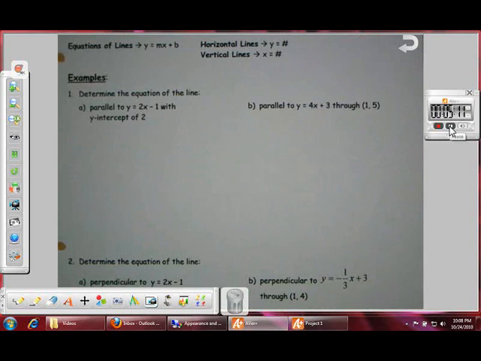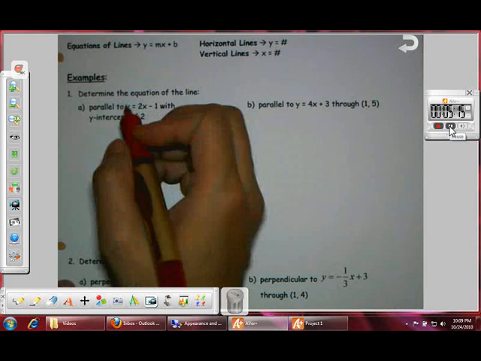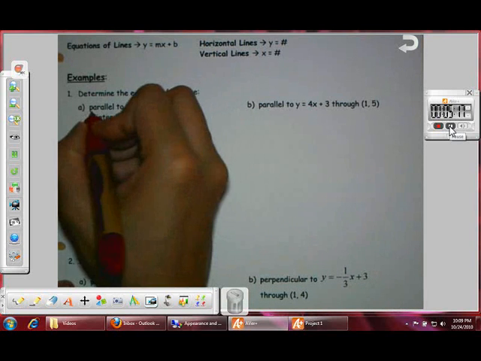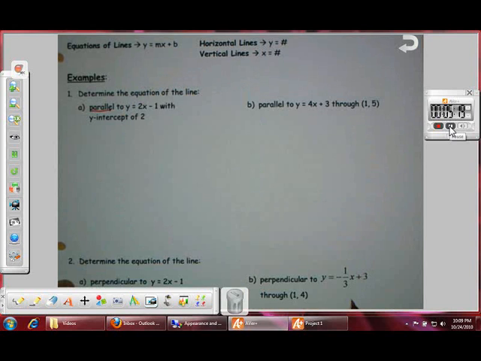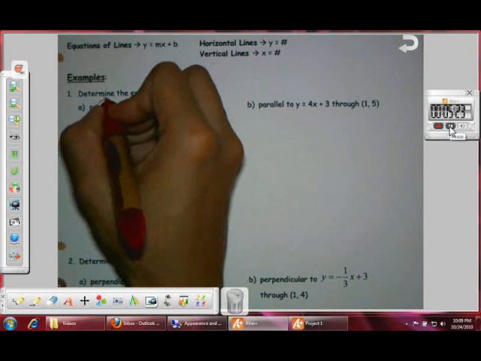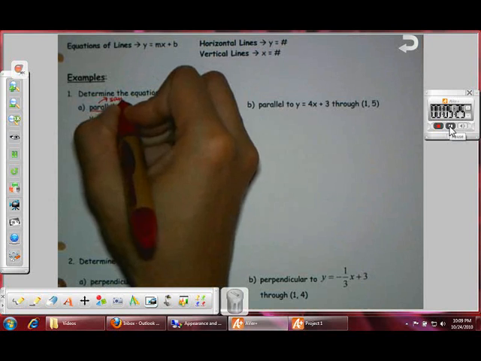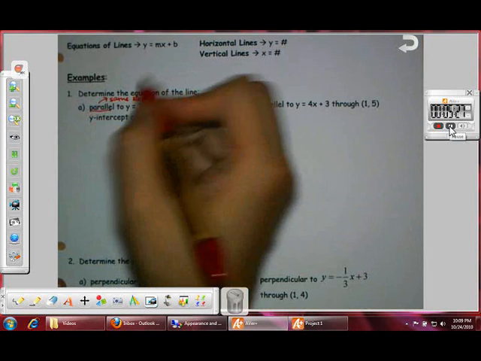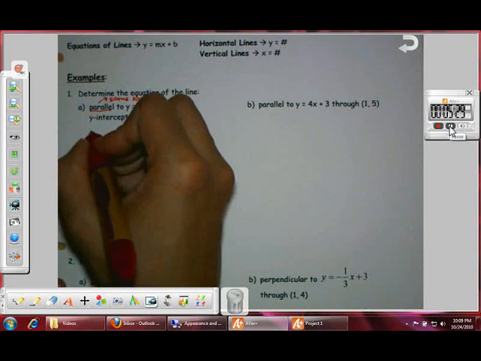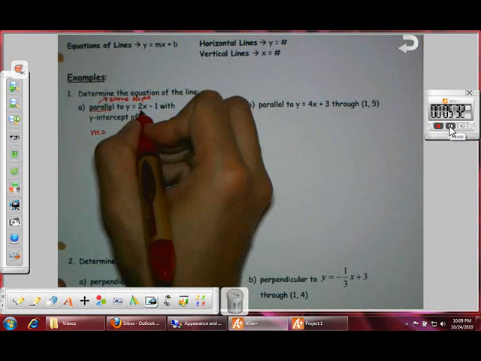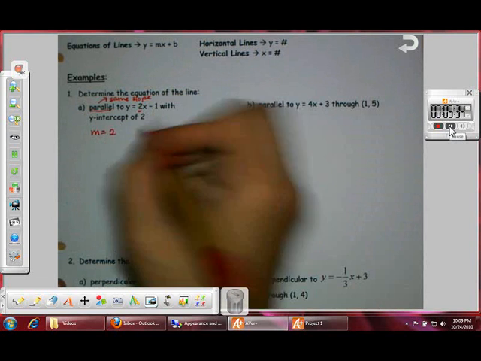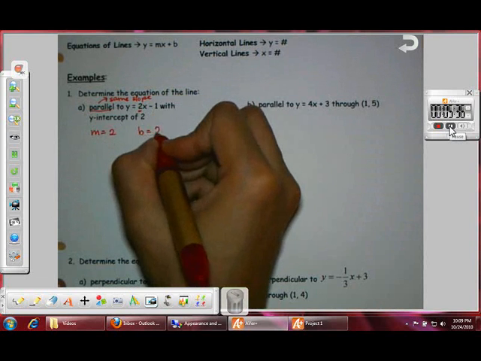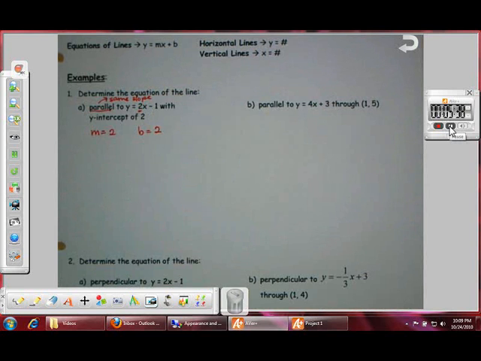Let's practice with lots of examples. Okay, so let's look at 1a. Determine the equation of a line that is parallel to the equation y equals 2x minus 1 with a y-intercept of 2. Recall that parallel has the same slope. So we need to identify the slope of this equation. The slope is then 2. We're given the y-intercept of 2. Those are the two pieces of information we need.